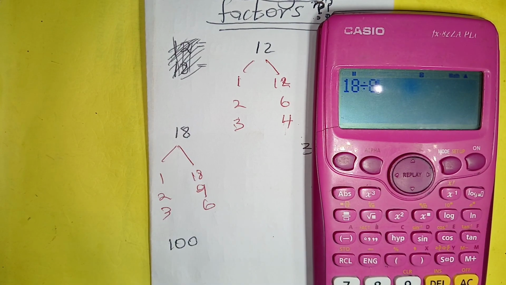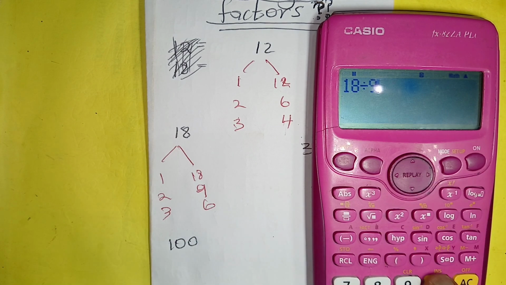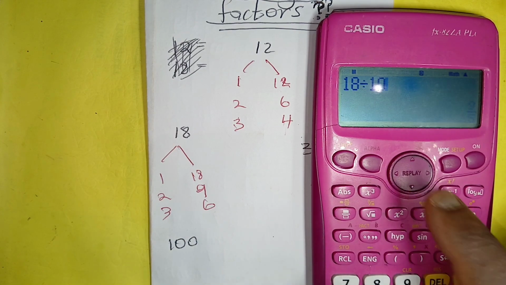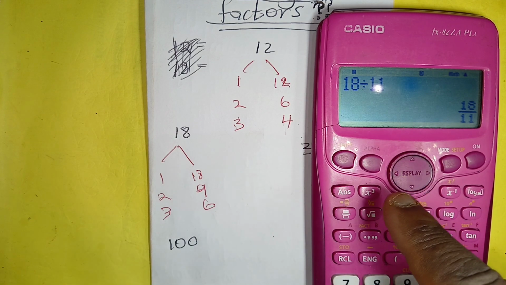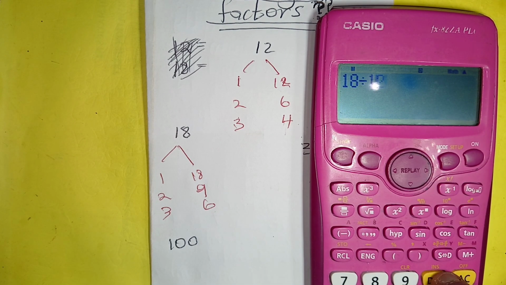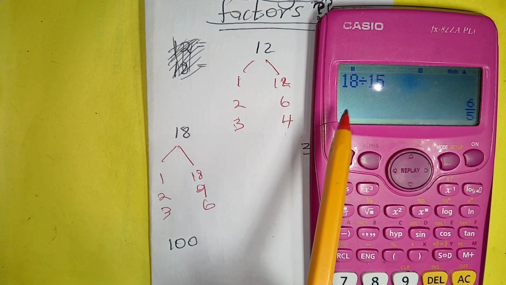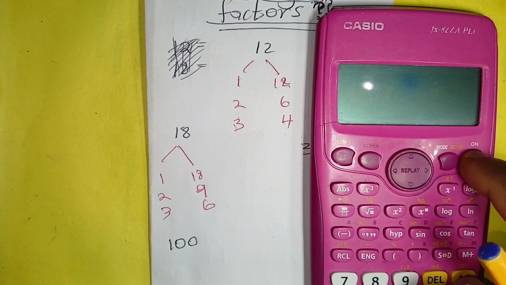What about 8? 8 is not a factor. 9 is the repeating factor, as you can see. What about 10? Obviously 10 is not a factor. 11 is not a factor. So now we can stop at 11, because all the other remaining numbers won't be factors. They are too big to divide 18.